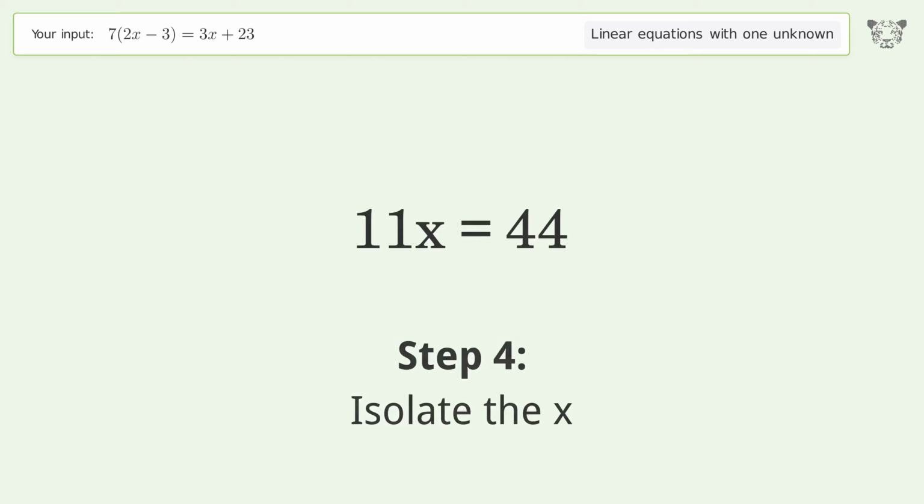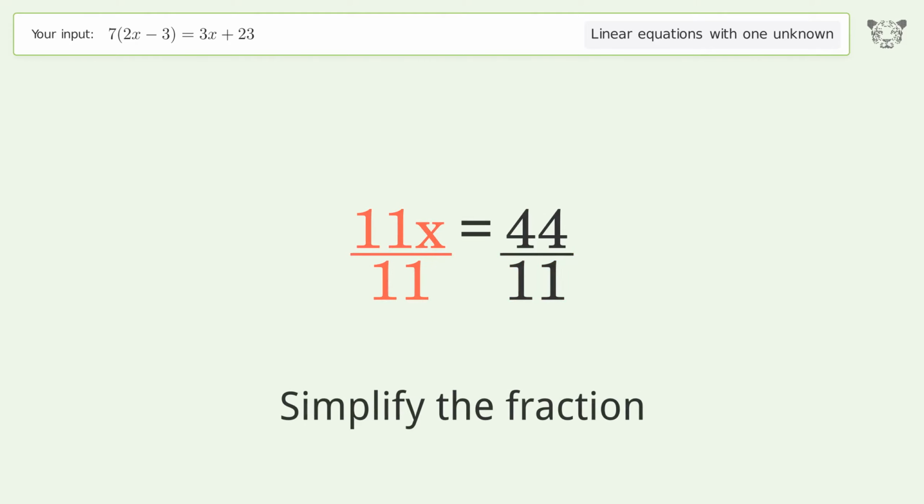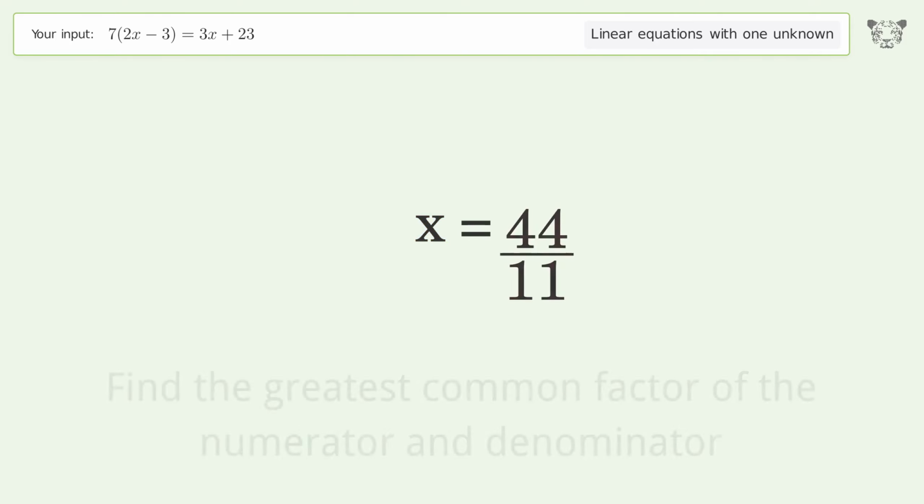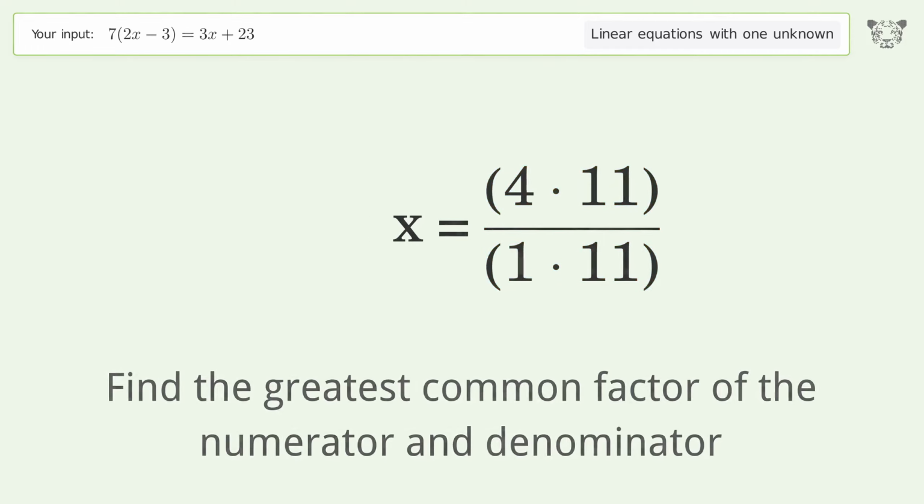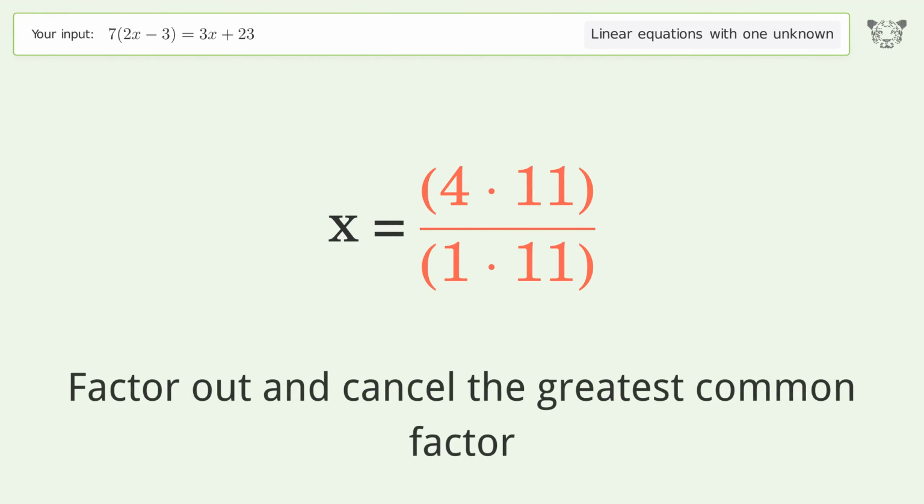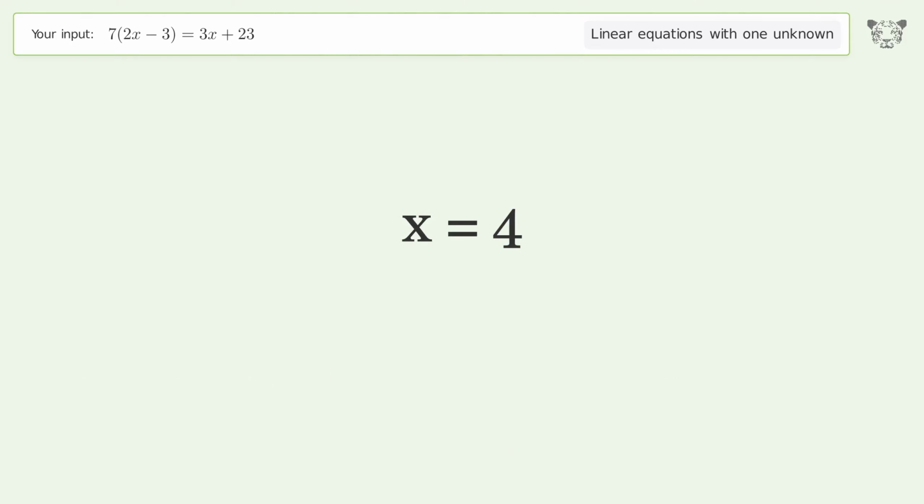Isolate the x. Divide both sides by 11. Simplify the fraction. Find the greatest common factor of the numerator and denominator. Factor out and cancel the greatest common factor. And so the final result is x equals 4.